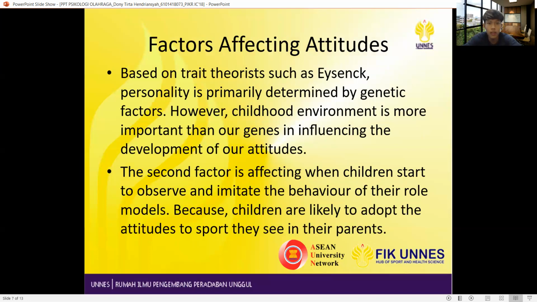Next, factors affecting attitude. Based on twin research, personality is primarily determined by genetic factors. However, our childhood environment is more important than our genes in influencing the development of our attitudes. The second factor is modeling, when children start to observe and imitate the behavior of their role models, because children are likely to adopt the attitude to sport they see in their parents.